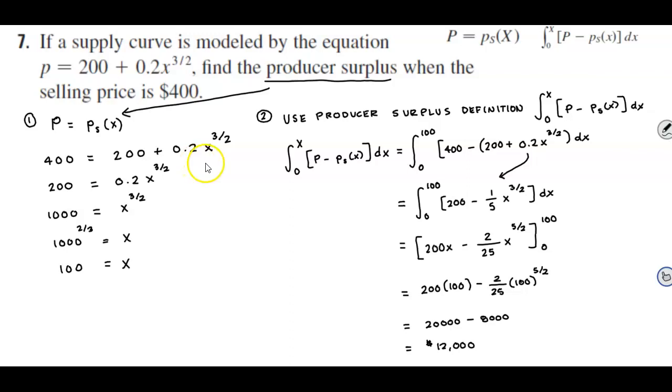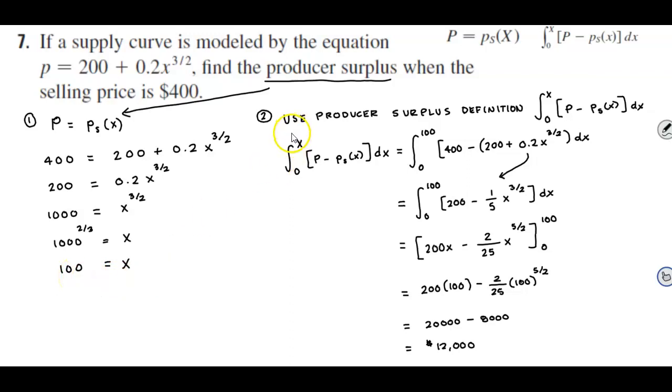So what we need to do is solve for x so we can figure out the upper limit that we need to use for the integral. So we're going to solve for x using this equation. We're going to subtract 200 from both sides, divide by 0.2, and then raise each side to the reciprocal of that exponent, which is 2/3. So we have 1,000 to the 2/3 power, and therefore x is going to equal 100.